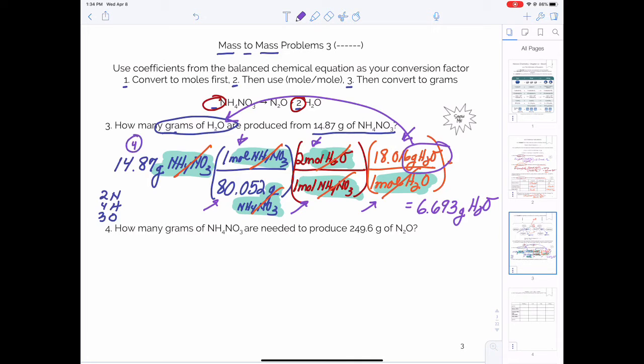4 significant figures. Any number that comes off the periodic table always carries with it 4 significant figures. And any of these 1 mole or 2 moles, those weren't measured with an instrument, so I don't worry about them in terms of significant figures. So yeah, my answer has 4 significant figures there.